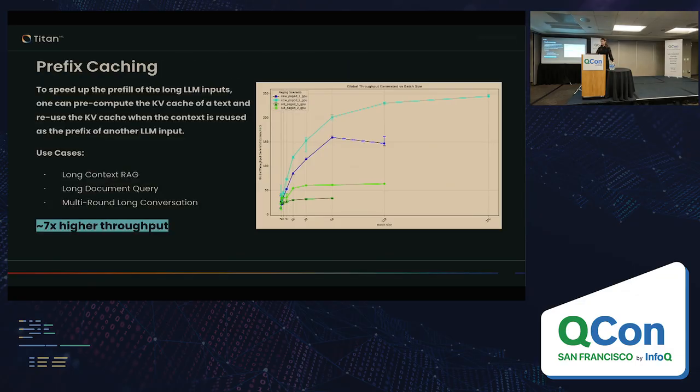So I'm going to give you a couple examples of techniques that make sense if you know what your workload looks like, that don't make sense if you're serving big multi-tenant environments with multiple user groups. One of them is prefix caching. This is probably one of the things I'm most excited by that happened this year.